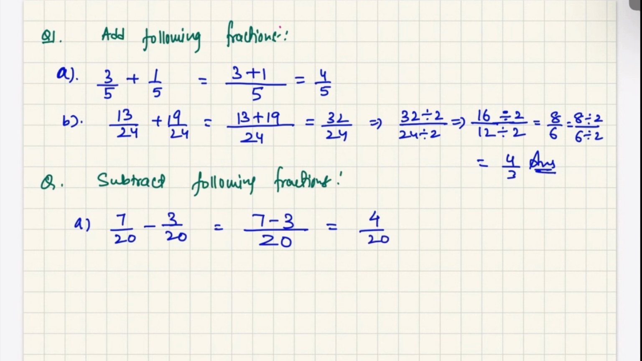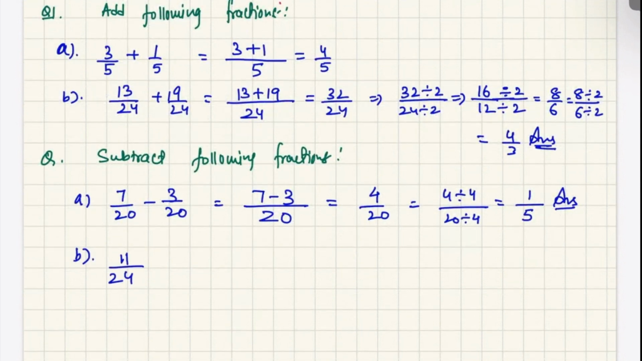Now I know that, yes, 20 is something that comes in the table of 4. So yes, both of them can be divided by 4. That means 4 divided by 4 and 20 divided by 4. 4 divided by 4 is 1. 20 divided by 4 again is 5. So this is the lowest form. So 1 by 5 is the answer. Good to go? All right, very good. I have another question. Part B.